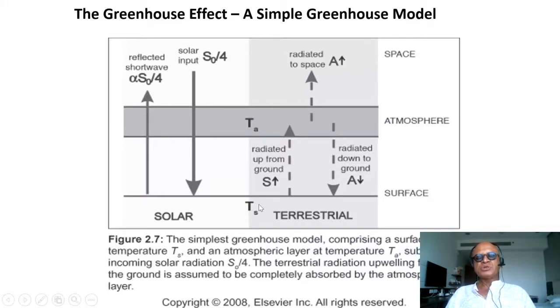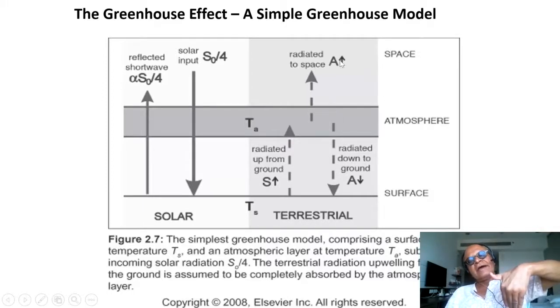So the surface temperature is going to reach some Ts. That's going to determine the outgoing long wave from the surface. And the atmosphere is opaque to the outgoing long wave, so it's going to absorb it and reach a temperature of Ta, which is the atmospheric temperature. And the atmosphere is going to emit to space and also back to the surface.